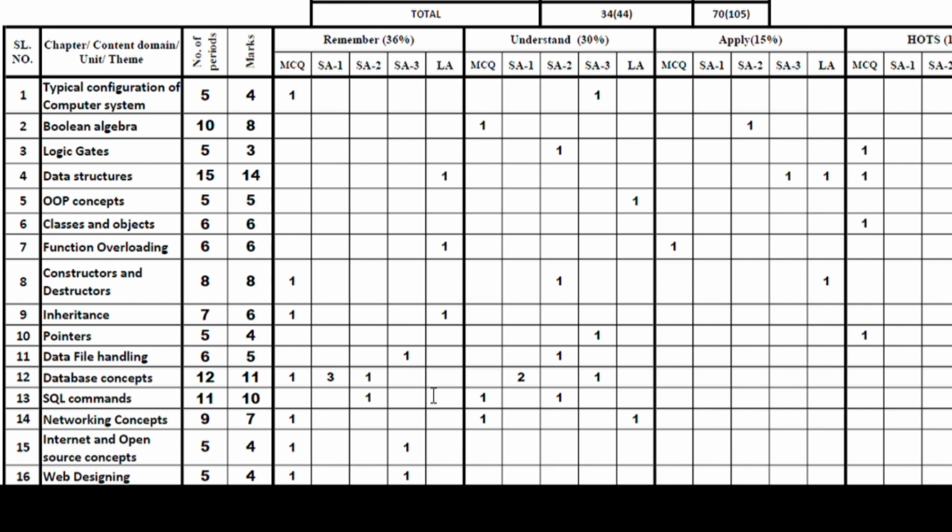So in model paper 2 I may get the MCQ from understand. In model paper 3 I may get the MCQ again from remember, like this, and a 2 marks question from remember or a 2 marks question from application. Only these levels change. So how to understand these levels? I have created 3 model papers, and how these questions appear from these 3 model papers, let's see now.